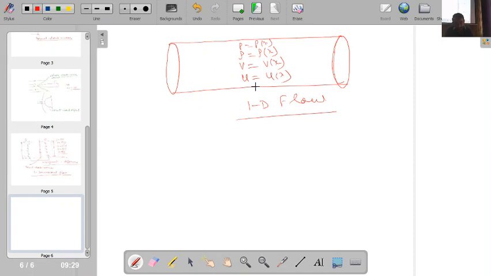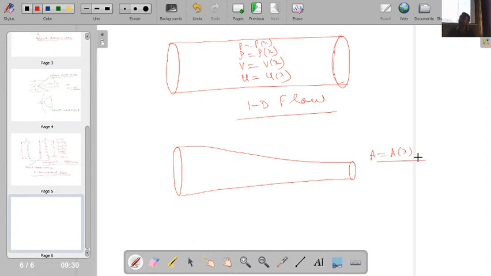Now if I consider a stream tube something like this, where my area is changing. So here area is itself a function of x. So when area is itself a function of x, what will happen? I will be having presence of variation in other two directions as well. So my situation will not be one dimensional. Okay, so properties can vary in other two coordinate directions as well.